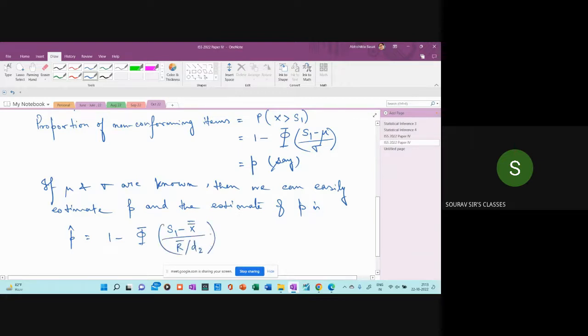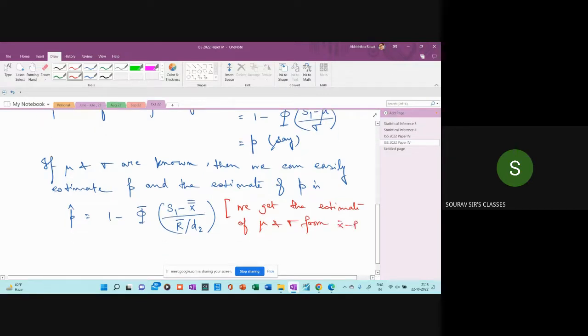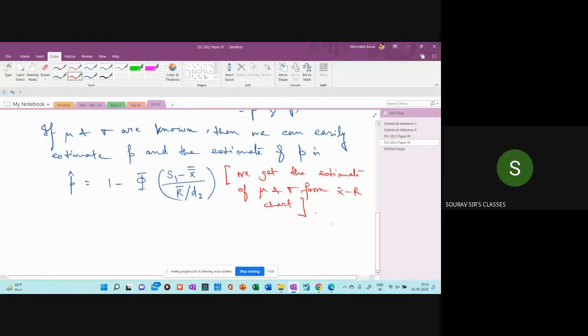And you know, from the mean chart we get the estimate of mu, and from the range chart we get the estimate of sigma. So we get the estimate of mu and sigma from the x bar R chart. And the underlying assumption for the x bar R chart was that x will be normal.